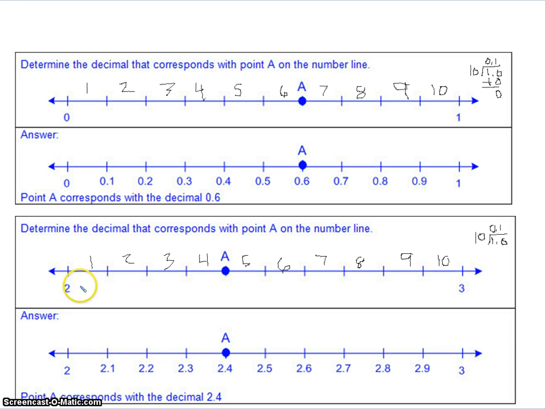So if we're already at 2, this is going to be 2 and 1/10, 2 and 2/10, so on and so on, until you get to the 3. Okay, so that's done for you down here. So you can see that the A falls at 2.4. Alright, so even when your number line doesn't start at 0, if the number line they're giving you still just represents one whole, in this case just going from 2 to 3, so that's one whole, the process is still the same for finding out what each marking is worth.